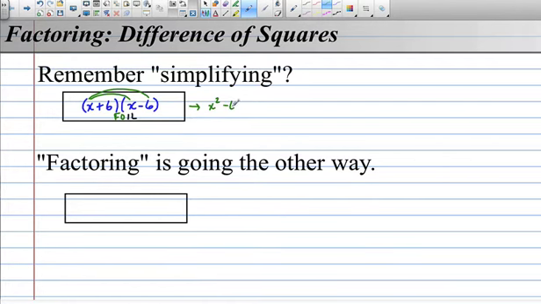Outsides, negative 6x. Inside, and then last. We collect like terms and realize we've got a 0x. So essentially that middle term doesn't exist. Now factoring is going the other way.